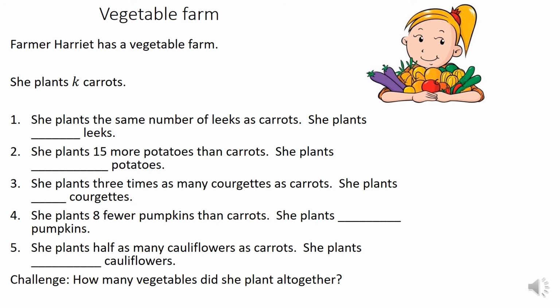Okay, that's very important. You understand that? Carrots equals K. So we don't know how many carrots she's planted. We're just going to call it K. So she plants the same number of leeks as carrots. So how many leeks has she planted? The answer will be K, because it's the same number as the carrots, and we know the carrots is K. Now she plants 15 more potatoes than carrots. So how many potatoes has she planted?